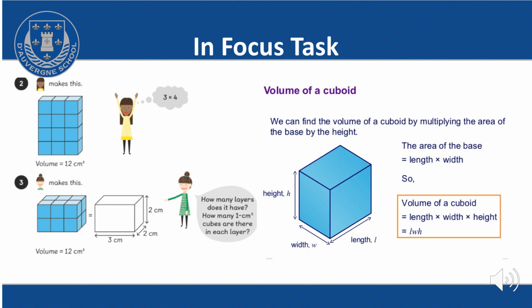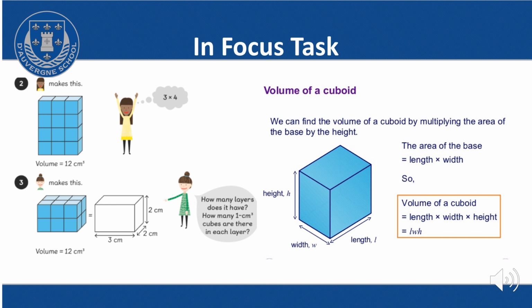Emma makes another cuboid, and she is asking, how many layers does this have? How many 1 centimetre cubes are there in each layer? We can see here that on the front we have 2 rows of 3 cubes, so that would equal 6. And then exactly the same is repeated behind. So 6 times 2 is 12. The volume would be again 12 centimetres cubed.